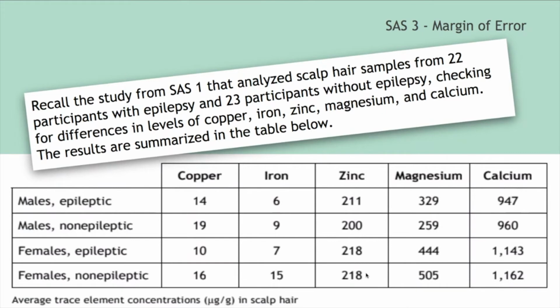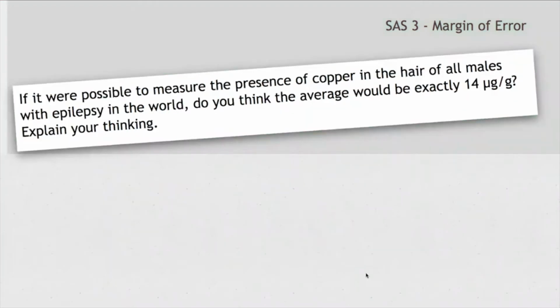So recall the study from Student Activity Sheet 1 that analyzed scalp hair samples from 22 participants with epilepsy and 23 without it. They checked for differences in levels of copper, zinc, iron, magnesium, and calcium, and the results are summarized in the table below. So look at this carefully. Now, if it were possible to measure the presence of copper in the hair samples of all males with epilepsy in the world, do you think the average would be exactly 14 micrograms per gram? And explain your thinking. So I want you to think about this. That sample of 21, that's how many we had?